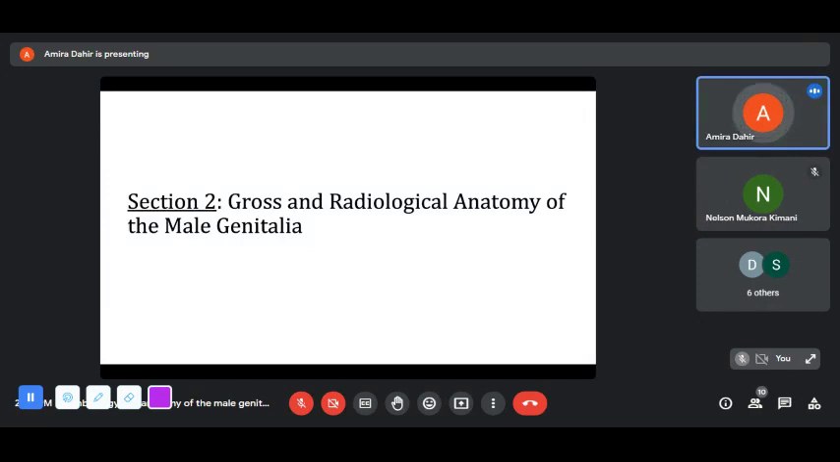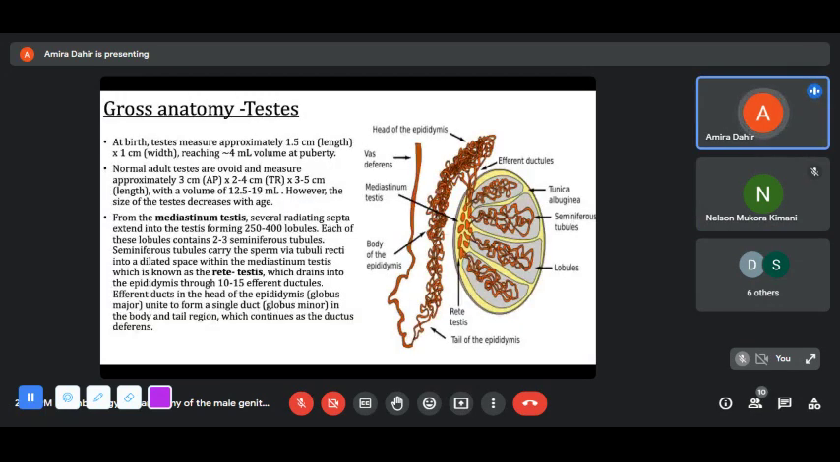Okay, so I'll proceed to the gross and radiological anatomy of the male genitalia, starting with the testis. At birth, the testis measures approximately 1.5 centimeters in length and 1 centimeter in width, and reaches about 4 mL volume at puberty. The adult testes are ovoid and measure approximately 3 centimeters anteroposterior, and 2.4 centimeters transverse, and 3 to 5 centimeters in length, with a volume of 12.5 to 19 mLs.